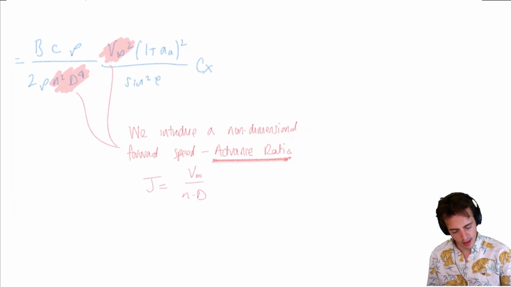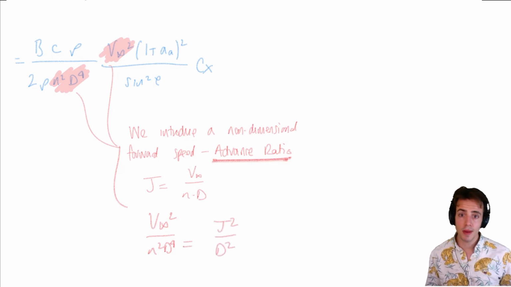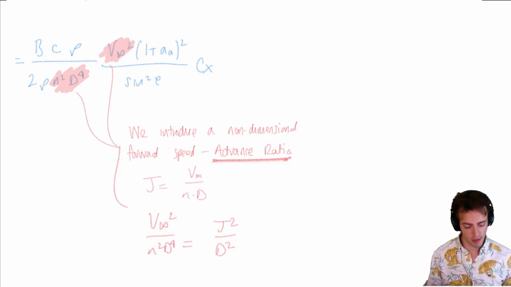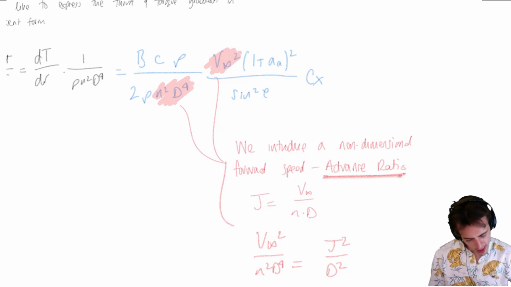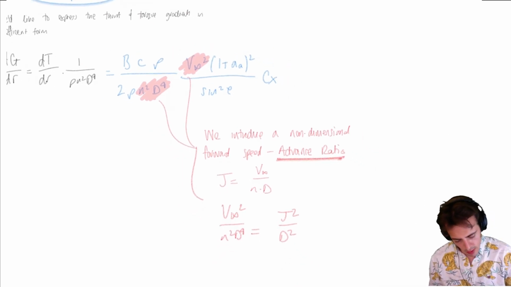So we can appreciate these terms that we've brought down here, V infinity squared divided by n squared D to the 4, is equal to J squared on D squared. So we can replace some of those terms up there with some of the things that we've just determined. We're going to see what else we can, in quotes, simplify by making slightly more complicated.